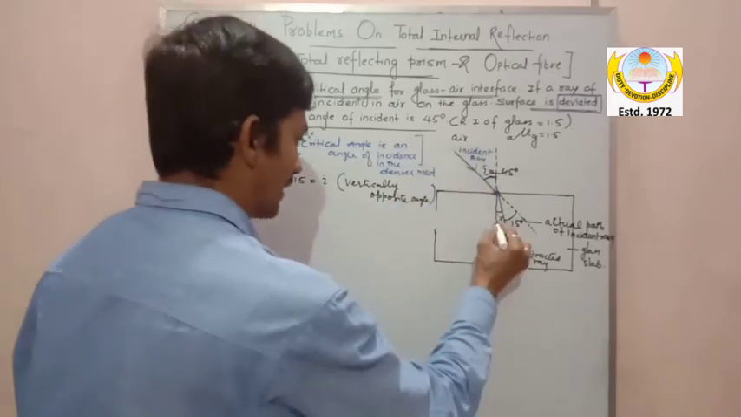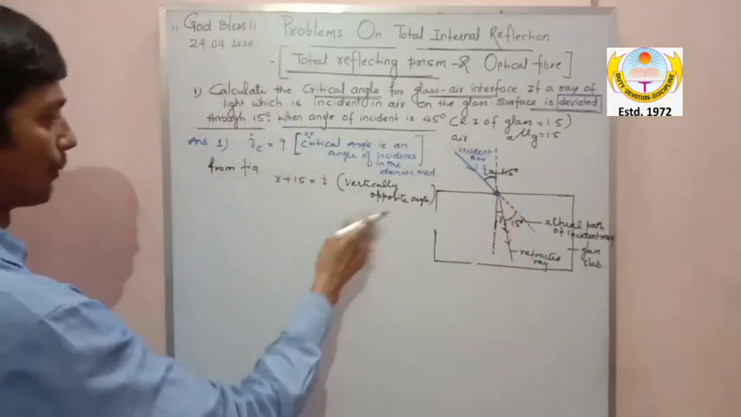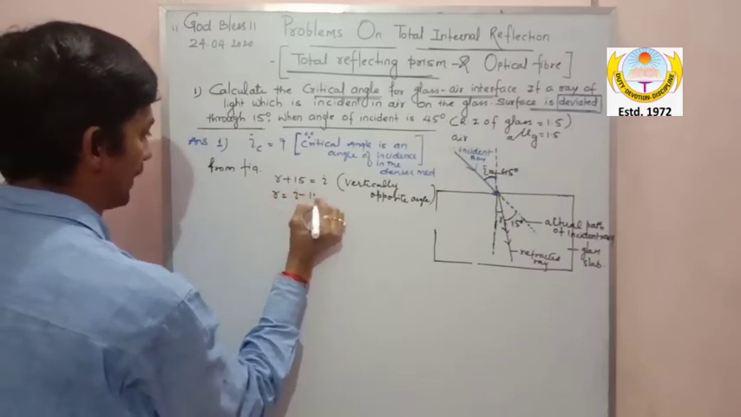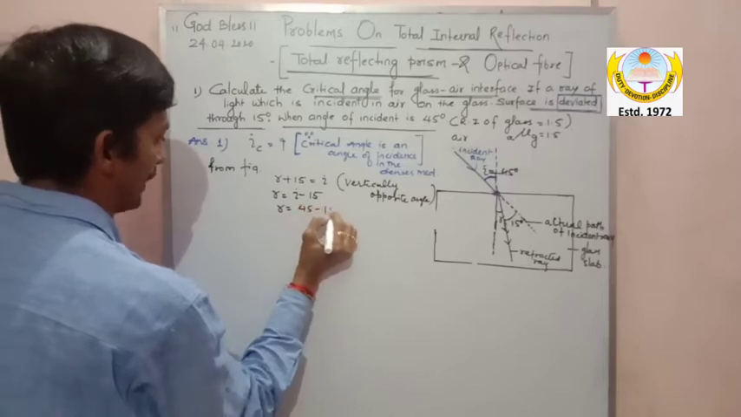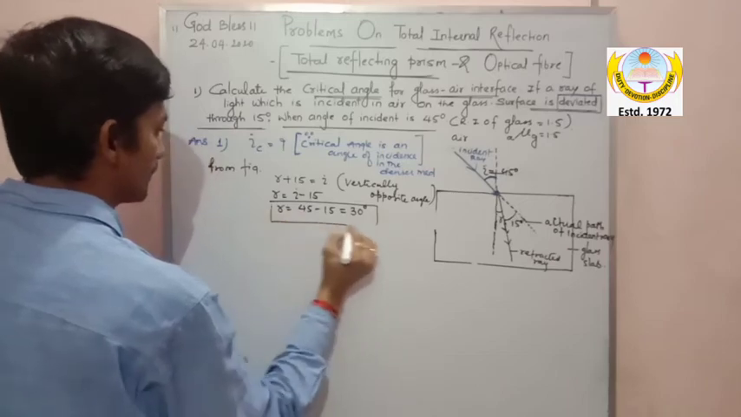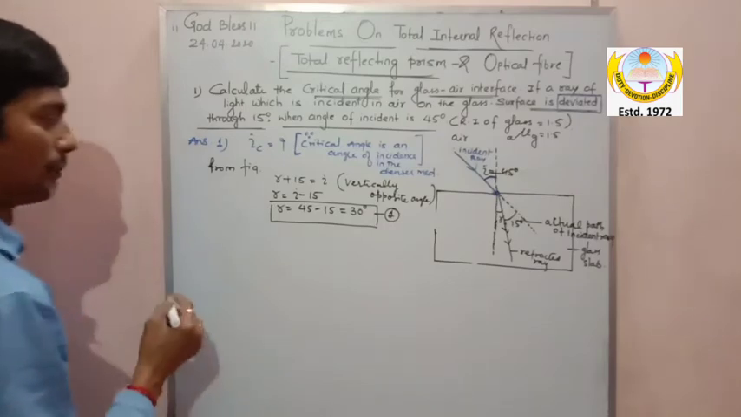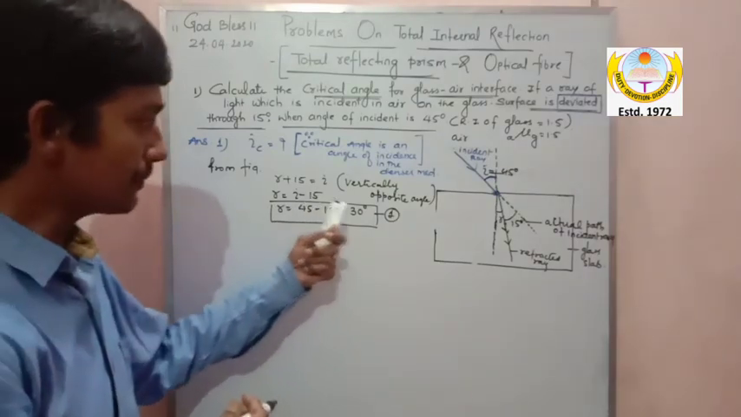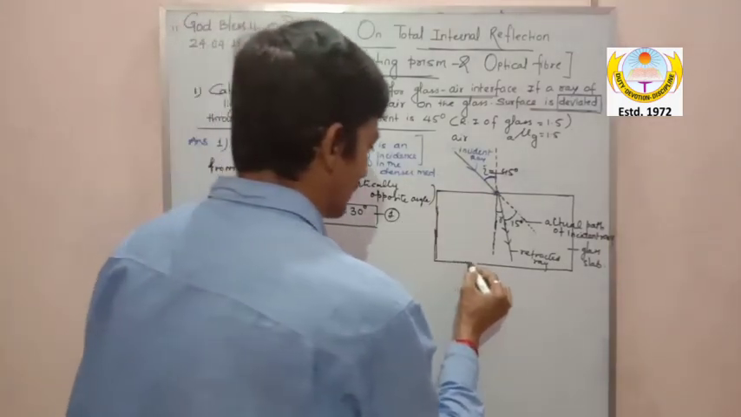So now my dear, what will be the answer? Therefore, R is equal to I minus 15, that is nothing but R is equal to 45 minus 15, that is 30 degree. So we got the angle of refraction as 30 degree. I will put it as equation number 1. Now you all know that the light is going from air to denser.